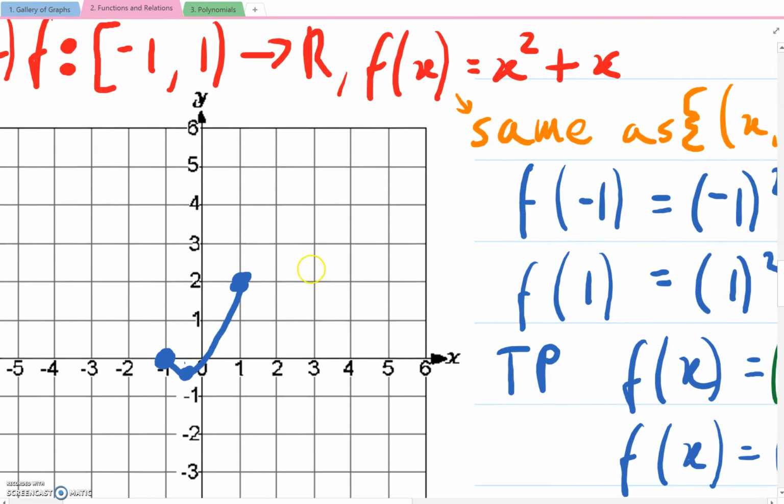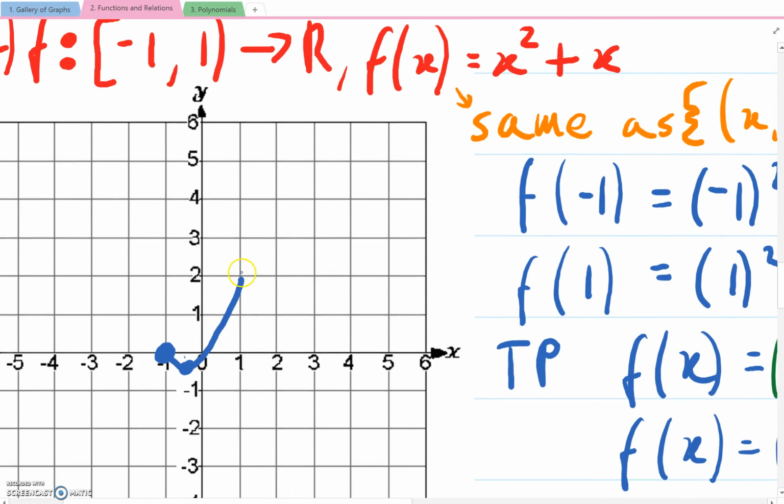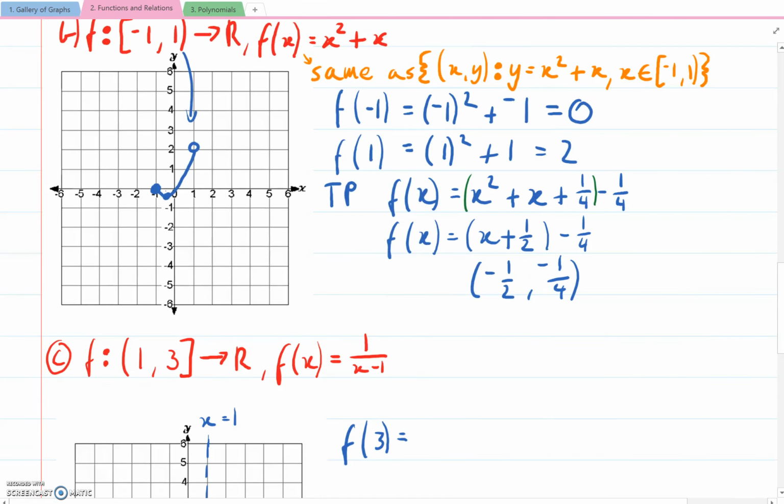I've made a bit of a mistake here. I need to change this to an open circle, of course, because of our curved bracket there. Zoom back out again. Okay, of course we would label all of these, so I'll really quickly do that. Hopefully I haven't made a mistake there. We'd probably label the turning point as well.